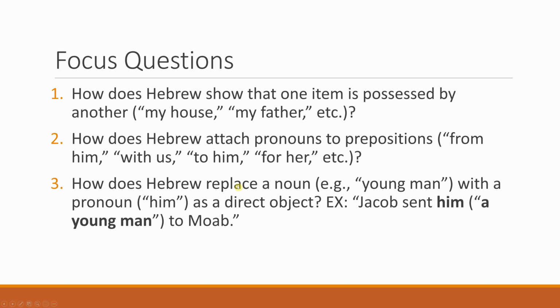Thirdly, how does Hebrew replace a noun, young man, with a pronoun, him, as a direct object? So, for example, Jacob sent him, meaning a young man, to Moab. Or, for example, if you were going to say Sean or Shane went to the gas station, if you wanted to swap out a pronoun, you would say he went to the gas station. Or if you wanted to say Golda went to the tennis court, you would swap it with the pronoun: she went to the tennis court, something like that. So we're going to learn a bit about how Hebrew does that kind of pronoun swapping.